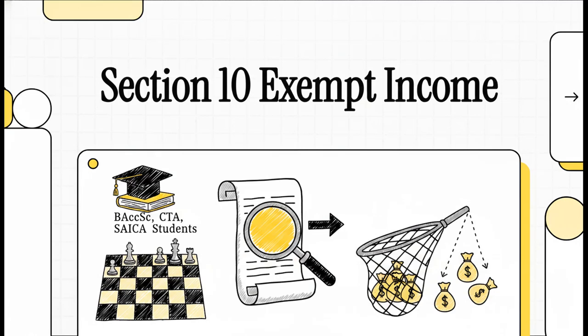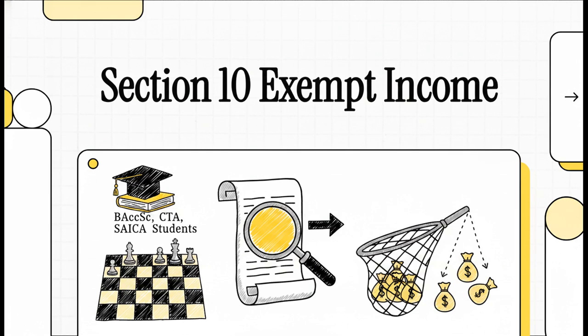Listen, if you're a BSc, CTA, or SAICA student gearing up for your tax exams, you already know that mastering the South African Income Tax Act is honestly like learning to play a high-stakes game of chess. Well, today, we're going to completely demystify Section 10 of the Act. We are looking squarely at exempt income. We're going to break down those highly specific provisions that take amounts already caught in the gross income tax net and legally pull them right back out.